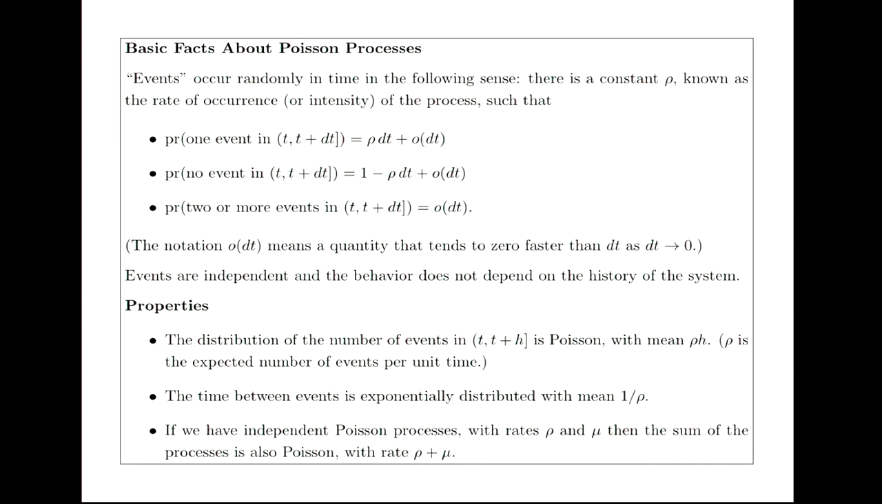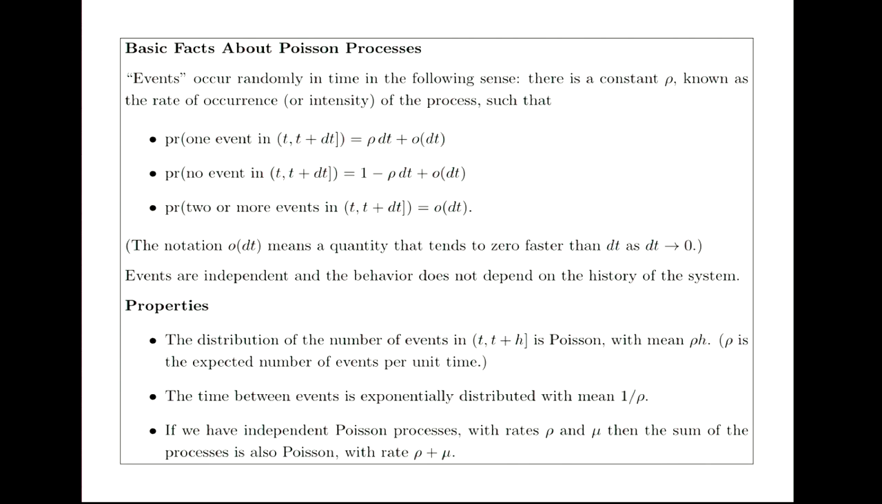So that in this time interval here, this time interval here, this time interval here are completely independent of each other. You could have one event, no event, no event, no event, one event, etc. And that would have the same probability as something like one event, one event, one event, no event, etc. Okay. So the distribution of the number of events in t and t plus h, where h is not dt but some finite time interval, is Poisson with mean rho times h.